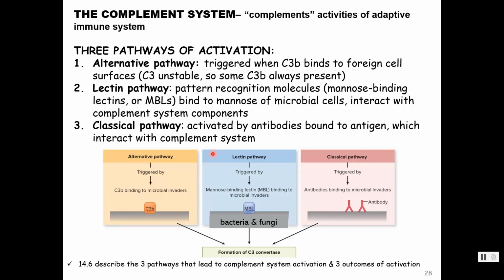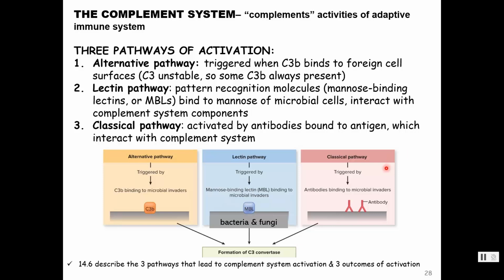The second way is the lectin pathway. What's going to trigger this pathway, once again, is pattern recognition. Mannose binding lectins, or MBLs, are going to bind to mannose, and mannose is in microbial cells, usually bacteria or fungi. We can make mannose too, but this is going to be on the surface of both of those classes of foreign cells. Once we get binding of those mannose binding lectin proteins, once again we go to our commonality, the formation of C3 convertase.